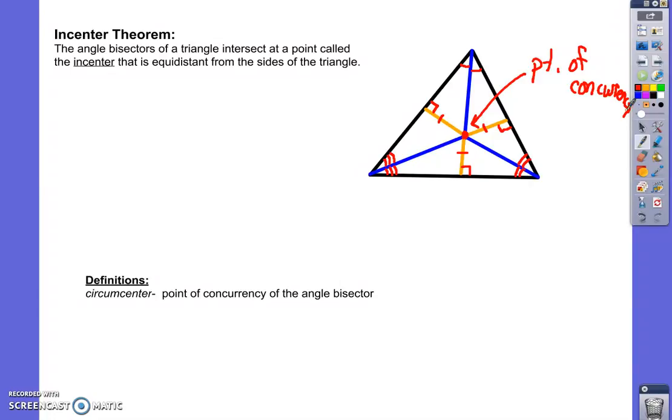I know they sound alike, but you're going to have to keep them straight. For the angle bisectors, the point of concurrency is called the incenter, and it is equidistant from the sides of a triangle. Remember, circumcenter is equidistant from the vertices of the triangle, the endpoints of the triangle. And incenter is equidistant from the sides of a triangle. So as we add this one, the incenter, the point of concurrency of the angle bisectors, that kind of wraps it up. Make sure we can keep those straight.